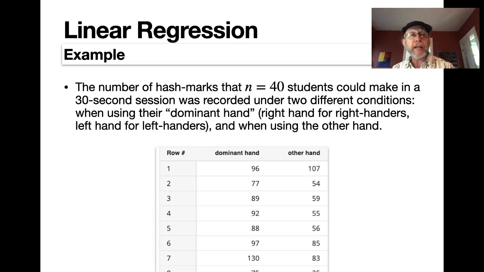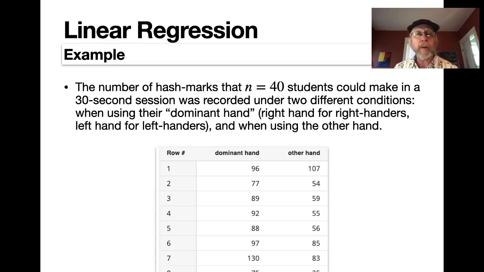This is data that I've collected over the course of my career teaching stats. I've presented students with an exercise in which they basically make as many hash marks as they can just using pencil and paper in 30 seconds. And then I ask the students to do the exercise again, but switching hands. So what students will have done is they have made one set of hash marks with their dominant hand. That would mean the right hand if you're right-handed, or the left hand if you're left-handed. And then the second set of marks is made with the other hand.